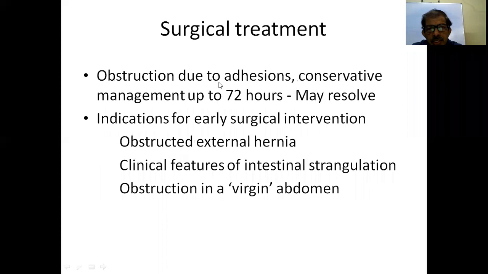Surgical treatment is also delayed in cases of adhesions, where conservatively you can manage up to a maximum of 72 hours. It may resolve, because this obstruction is mainly due to surgery, so once you do a relaparotomy, it will also add to adhesions. So to minimize the number of unnecessary surgeries, particularly because it may resolve within 72 hours. But early surgical intervention, as I already told you, is for obstructed or strangulated hernia and what is called a virgin abdomen. That means previously no laparotomy was done, so the cause is a definite condition which needs surgery, like internal herniation also.